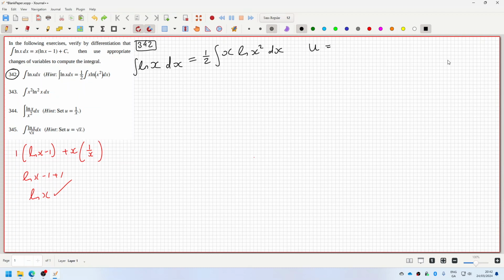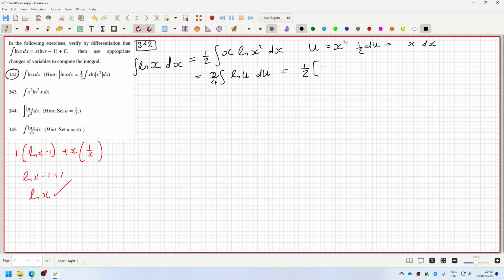Maybe x squared? Du dx would be 2x dx. So a half du equals x dx. So that would be a quarter log u squared du. And I can take the 2 down. So that'd be a half integrate log u.